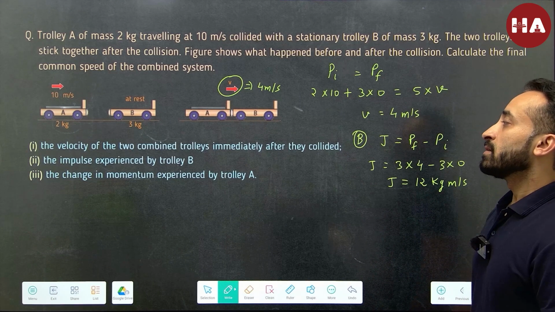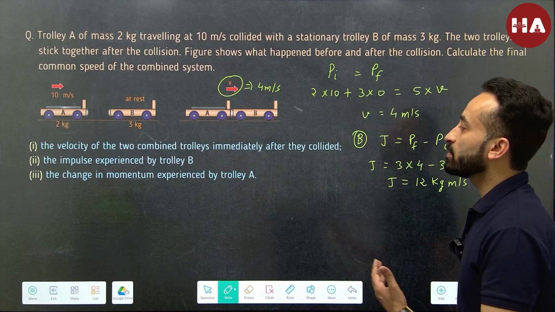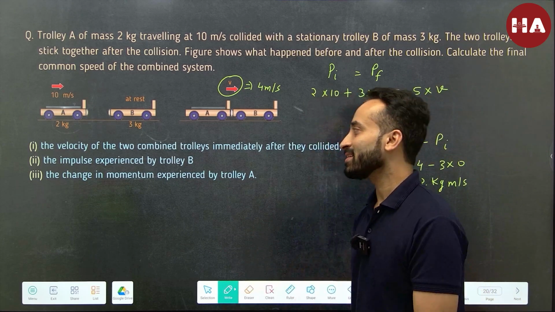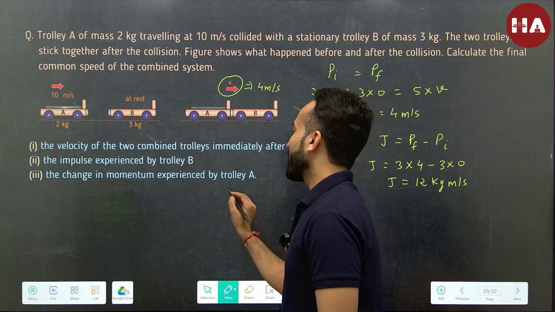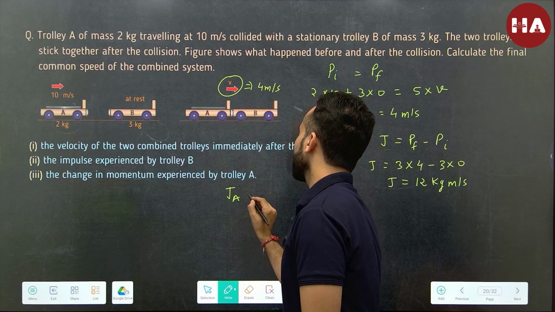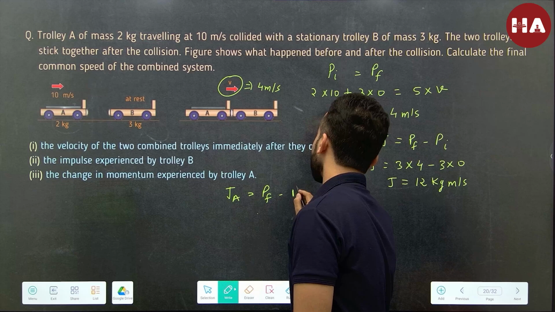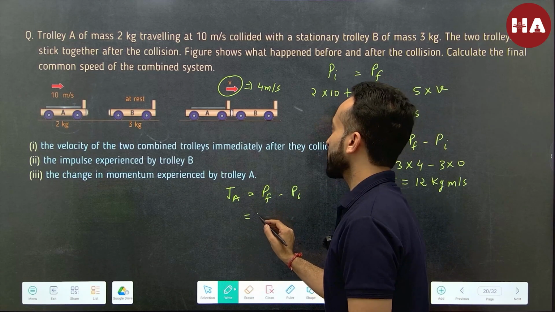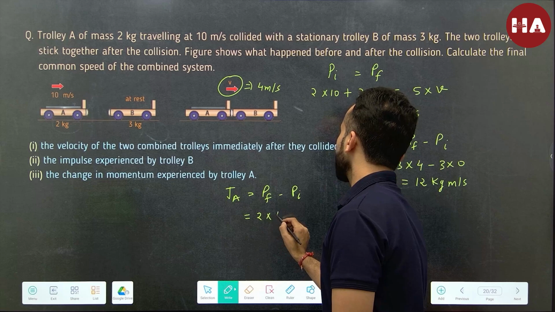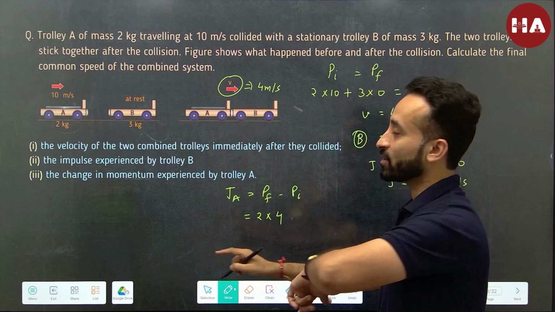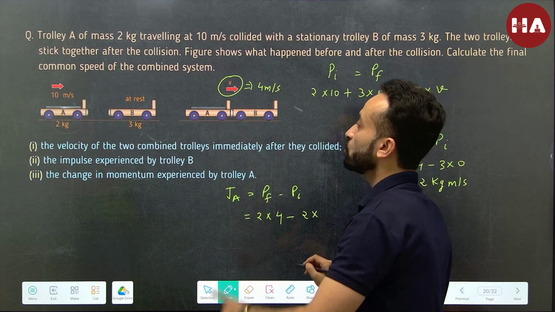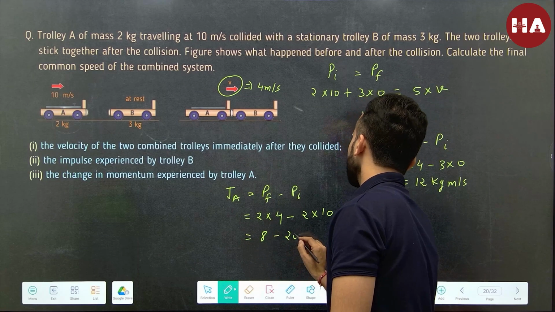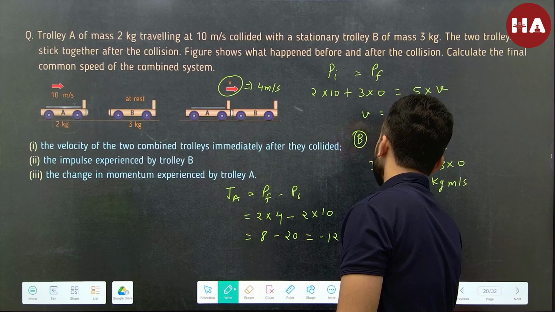Okay. Then the change in momentum experienced by trolley A. Are they not asking the impulse only? Yes. So let's do that. How? Because for trolley A, they are asking the change in momentum only. So now listen to this carefully. What is the final momentum of trolley A? Its mass is 2. It is moving with a velocity 4 after collision. Initially it was moving with a velocity 10. So this is going to be 8 minus 20. So that's going to be minus 12.